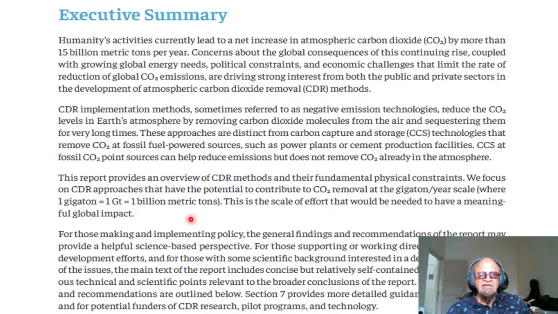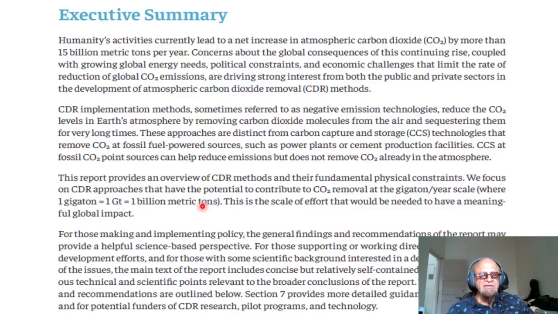This report provides an overview of CDR. It's also referred to as DAC, direct air capture, and their fundamental physical constraints are the focus here. We focus on CDR approaches that have the potential to contribute to CO2 removal at the gigaton per year scale, where 1 gigaton is 1 billion metric tons. And remember, this is the potential to contribute at gigaton scale. This is the scale of effort that would be needed to have a meaningful global impact.